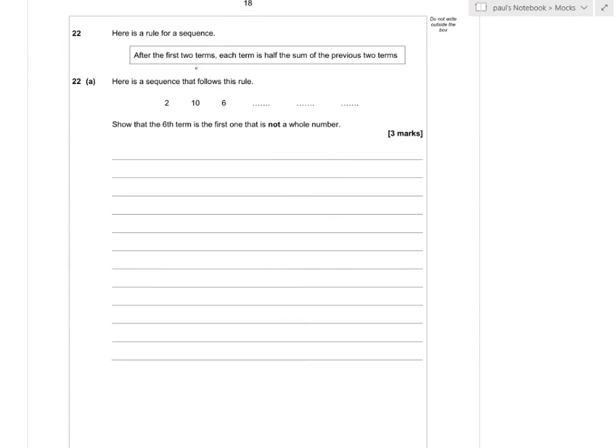Here's a rule for a sequence. After the first two terms, each term is half the sum of the previous two terms. Show that the sixth term is 7.5. So 2 and 10 make 12. Half of 12 is 6. 10 and 6 make 16. Half of that is 8. 6 and 8 make 14. Half of that is 7. 8 and 7 make 15. Half of that is 7.5.